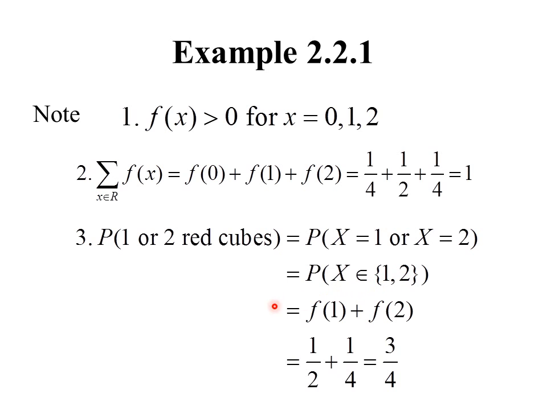So by the third property of the PMF, we calculate this by adding f of 1 plus f of 2, and we get those numbers from our distribution, 1/2 plus 1/4, which is equal to 3/4. So there's a 75% chance that I'm going to get exactly 1 or exactly 2 red cubes.